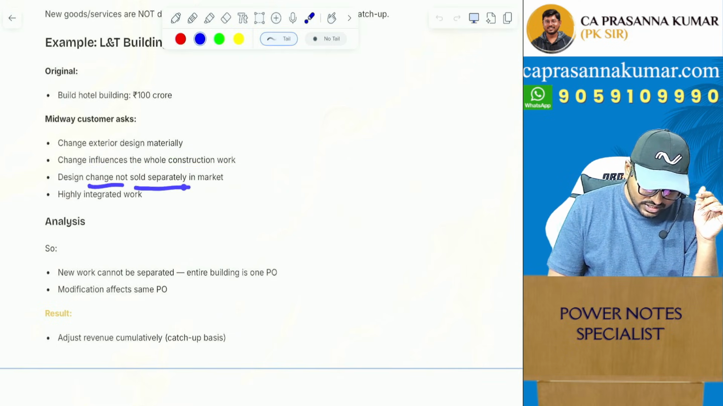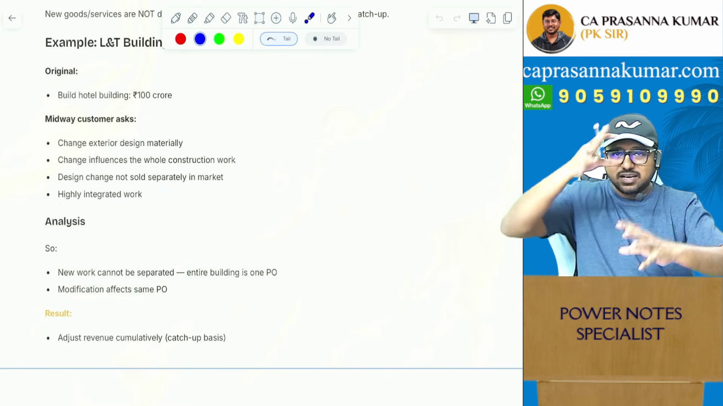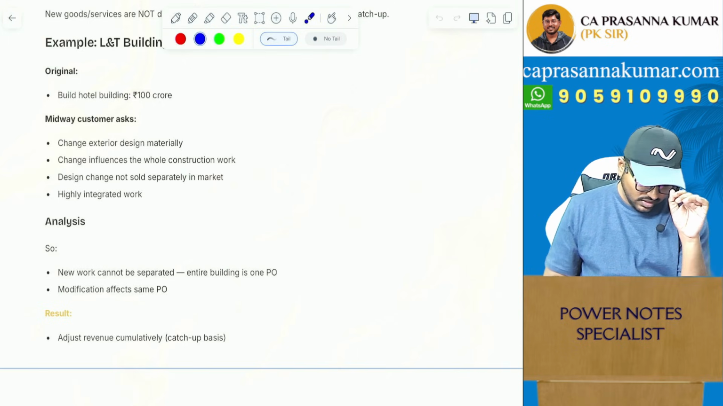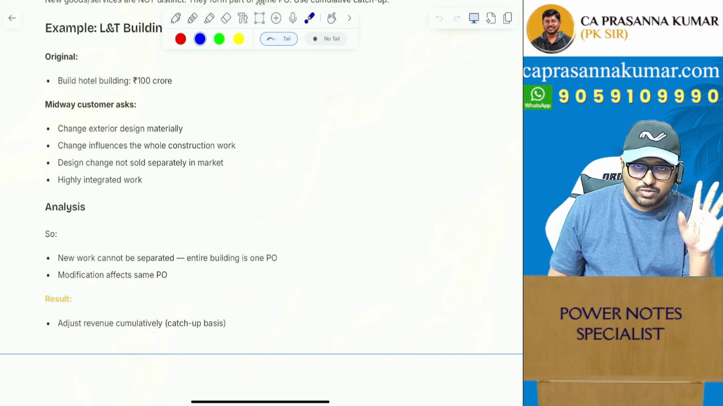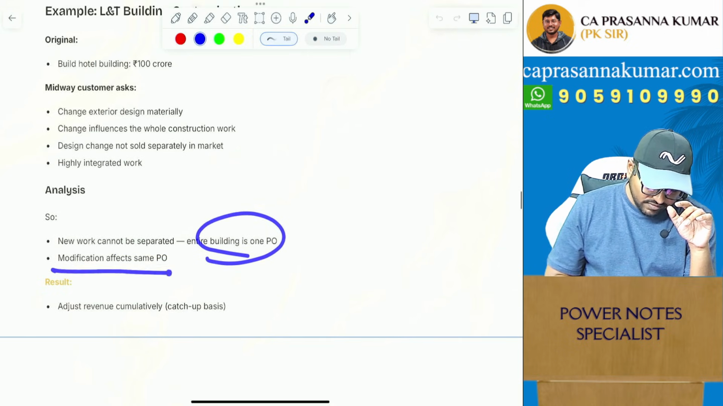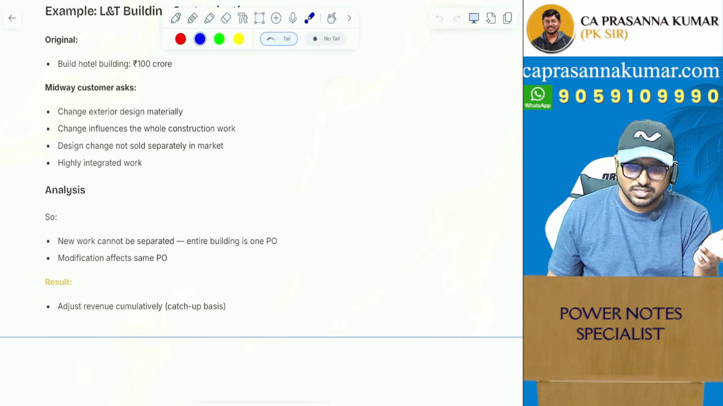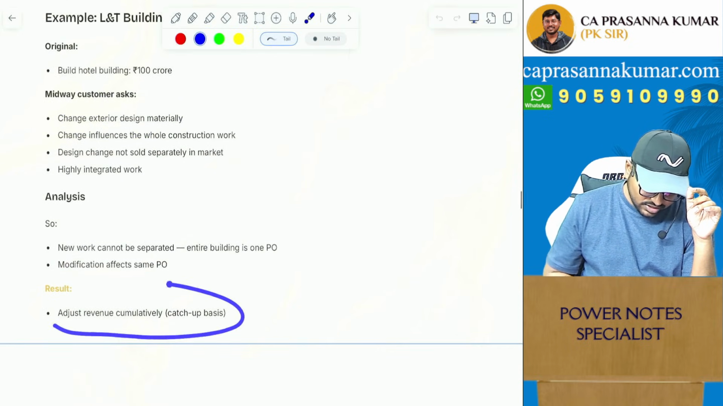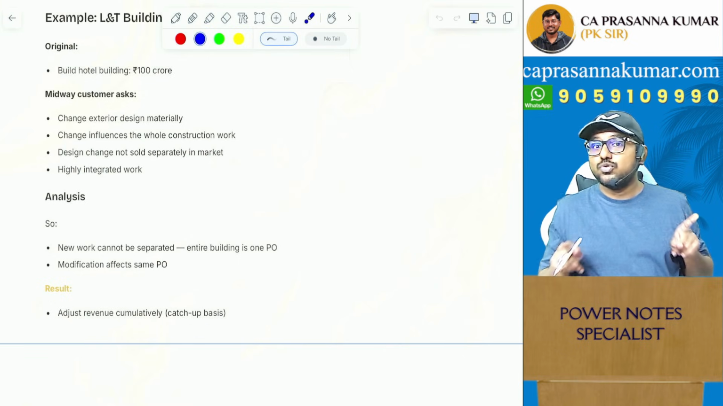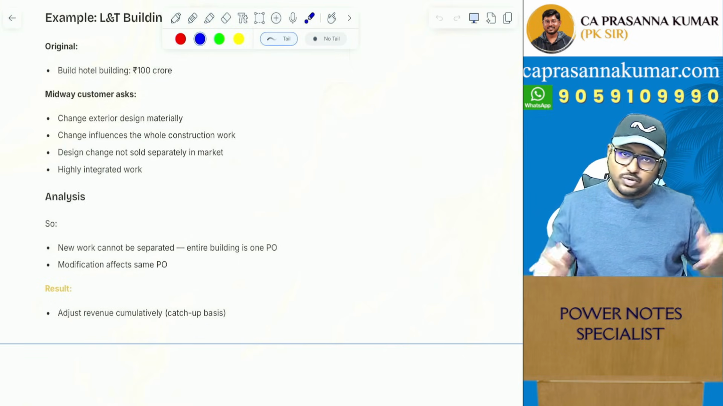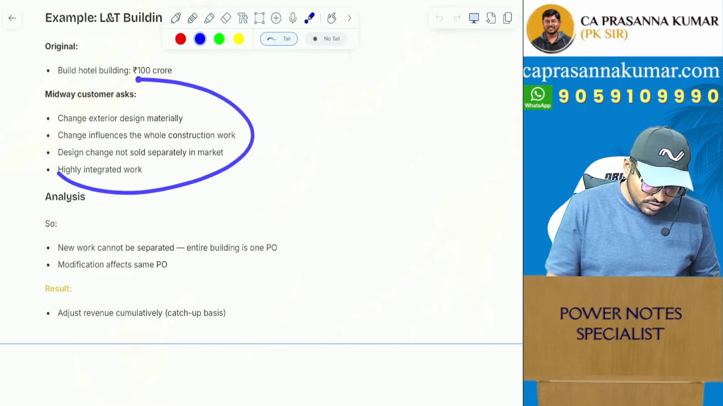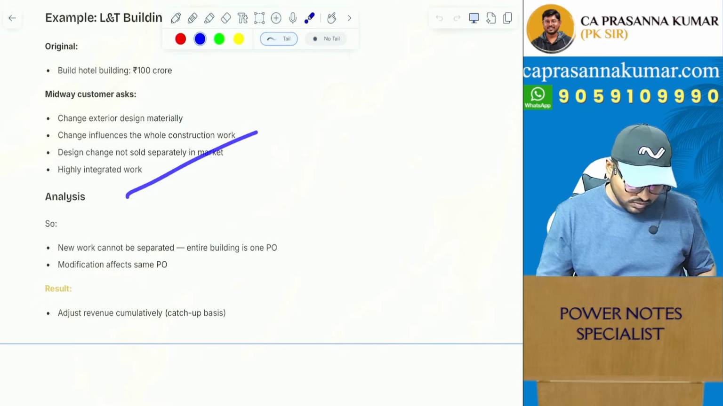But design change is not sold separately in the market. You can't do that. It is highly integrated work, because design and construction work are merged together, obviously. Based on the design only, you will do the construction. So the new work cannot be separated from the old work. It is a single PO, and the modification affects the same PO. It will take extra time, extra days, because of the design change asked by the customer in the middle. Therefore, adjust revenue cumulatively on a catch-up basis, because there is no new service here. Got it? You're doing the same building. And why would the customer ask for additional days? For that I'm giving you a reason. This is what happens in reality. Clear? I hope this example is clear.